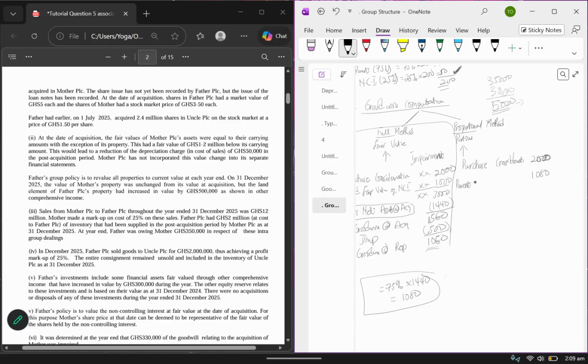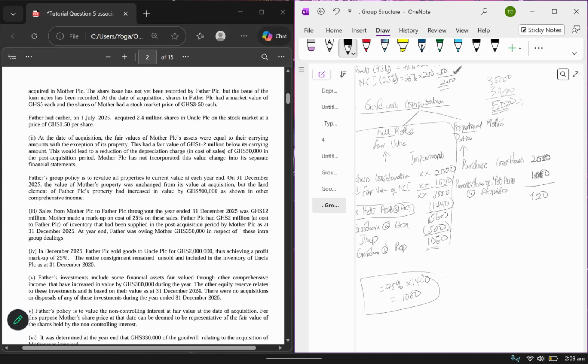The parent's share of net assets at acquisition. That's the 1,080. This is the portion that we are buying. So if you less this from 2,000, we are getting 920. 920 becomes our goodwill.